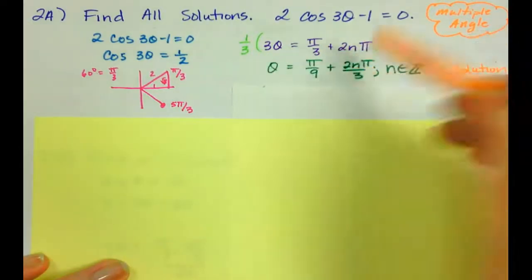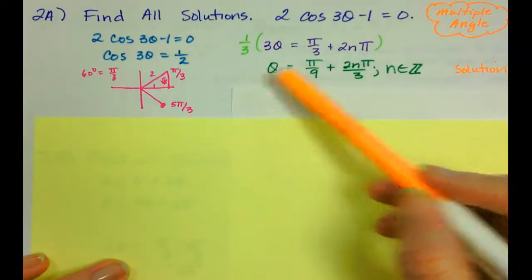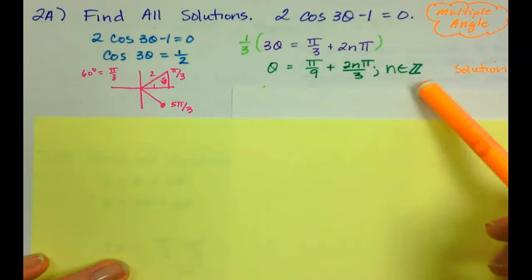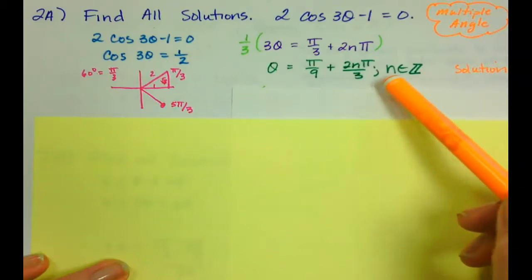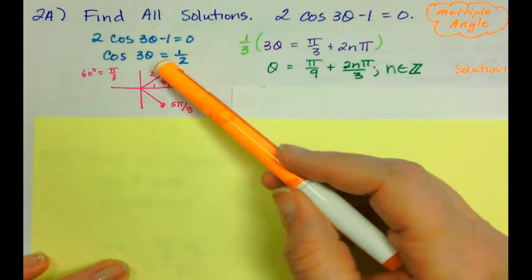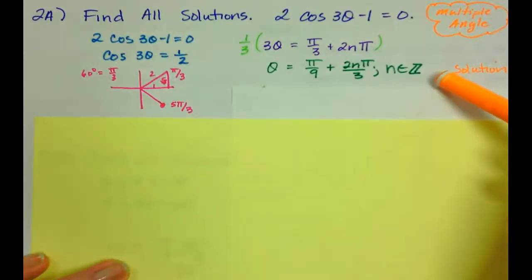Once you have taken care of that division, you have your new equation: theta, not 3 theta, which is now pi over 9 plus 2n pi over 3, and n is the number of rotations included in the set of integers. We want to guarantee that we're rotating around these whole number terms in the problem. So that's what your solution is going to look like.